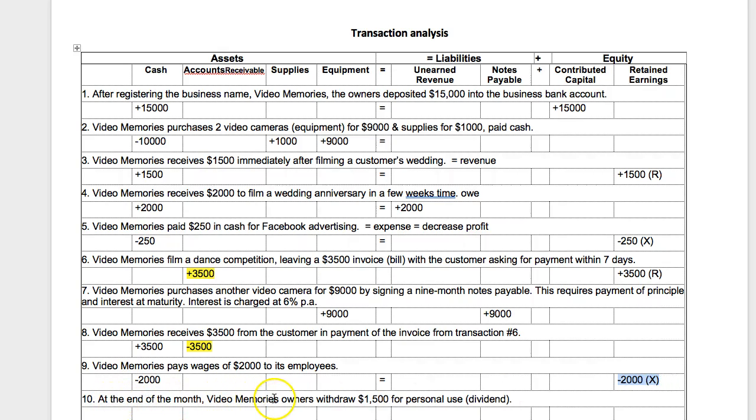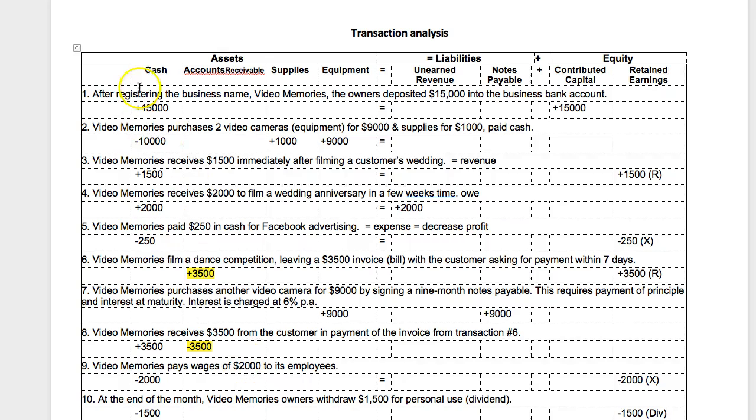And at the end of the month, Video Memories owners withdraw $1,500 for personal use. This is what we can call a dividend or drawings. Okay, withdrawing $1,500 means taking cash out of the business. Now, this is similar to what we did for expenses. When a dividend increases, it's going to make retained earnings decrease as well. And so it will be a minus in retained earnings because a dividend decreases retained earnings.